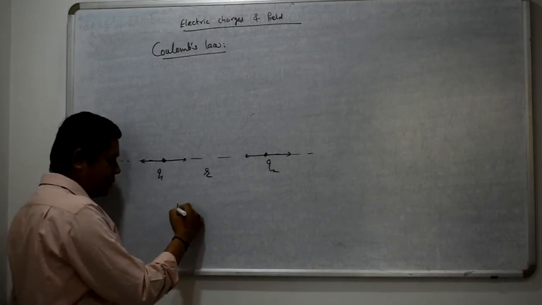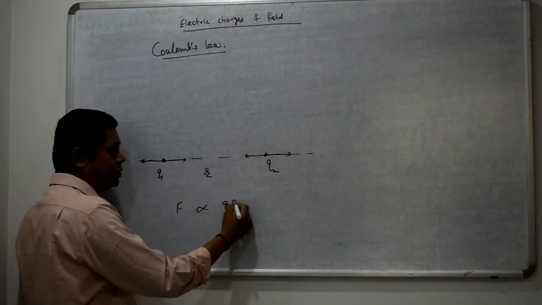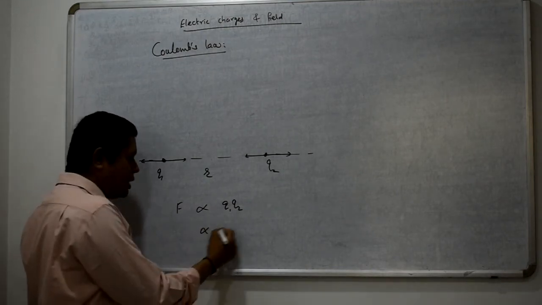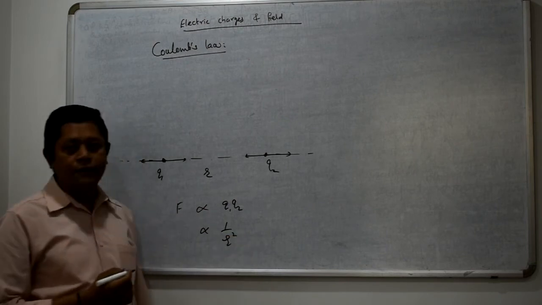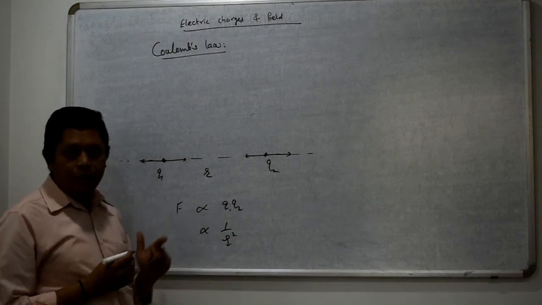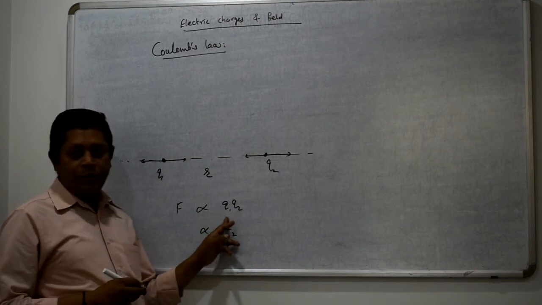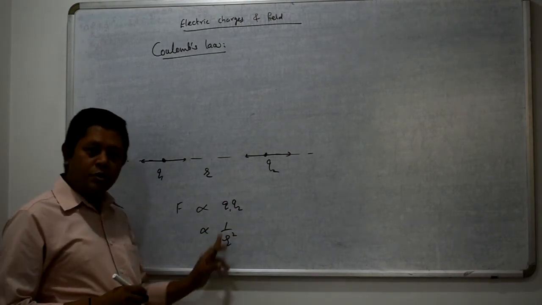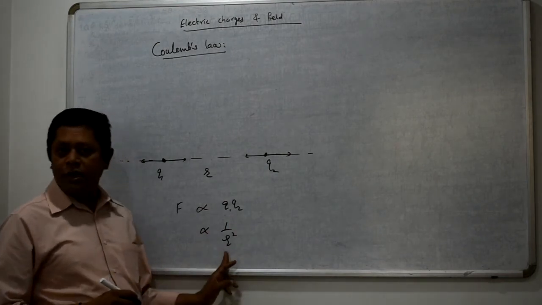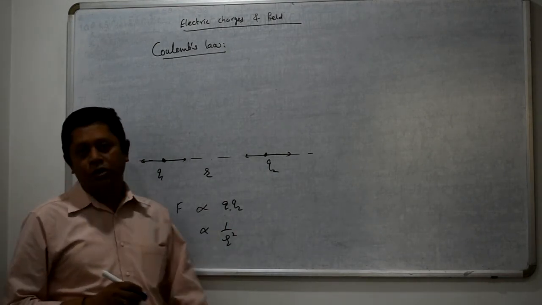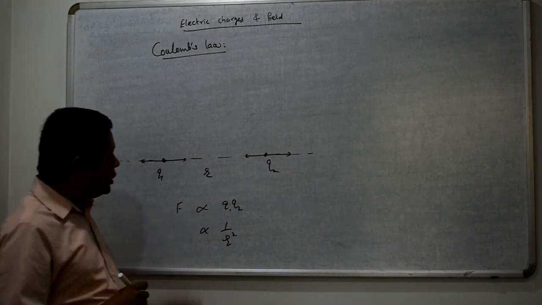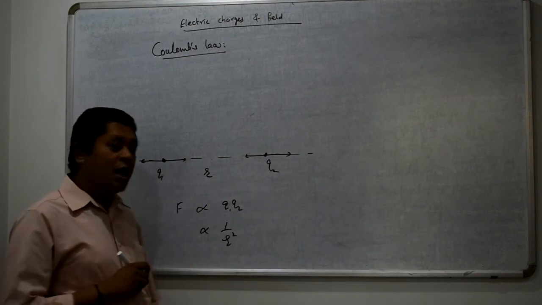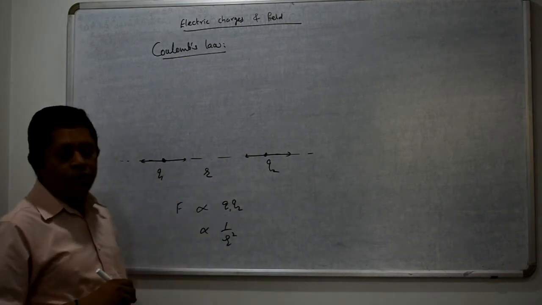Also, the magnitude of the force is directly proportional to the product of the two charges and inversely proportional to the square of the distance. So it is similar to the gravitational force, which depended on mass; here it is because of charge. It is also inversely proportional to r square, which means this force is also a long range force. This force also acts along the line joining the centers of the bodies, so it is also a central force and a conservative force. So this is a similarity.